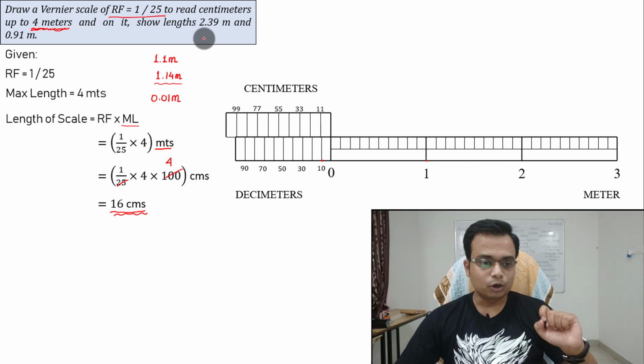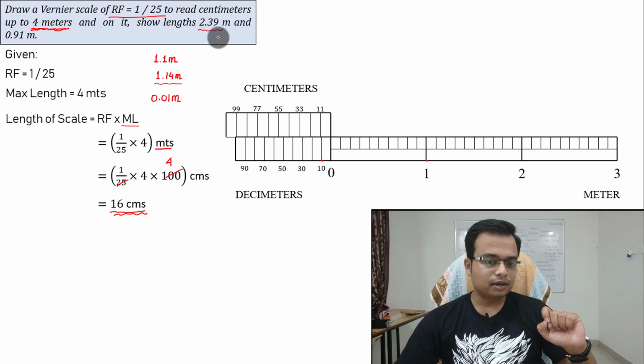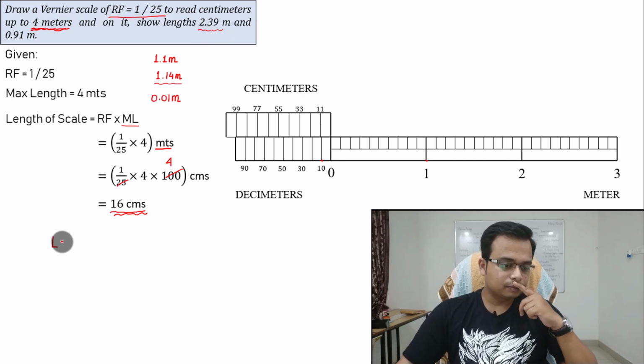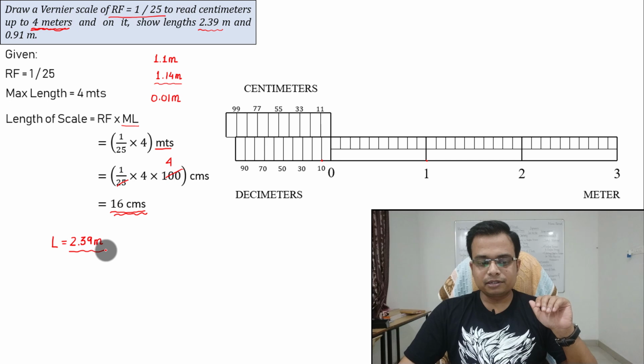Remember, now what to do? We need to show on it a length of 2.39 meters. Length of 2.39 meters. Okay, scale is done. How can you represent this length? Well, it's going to be very simple. Just watch this.